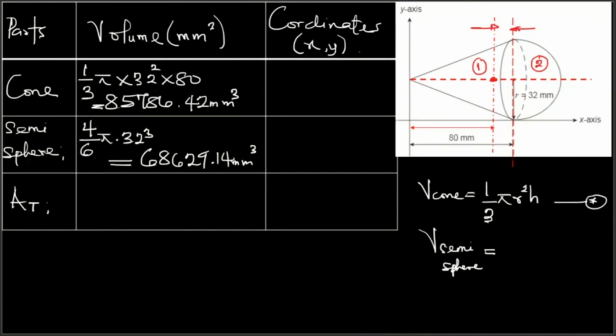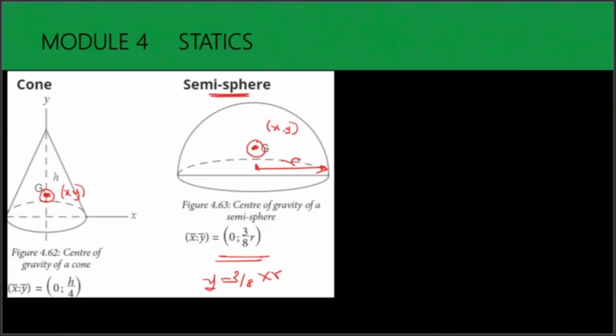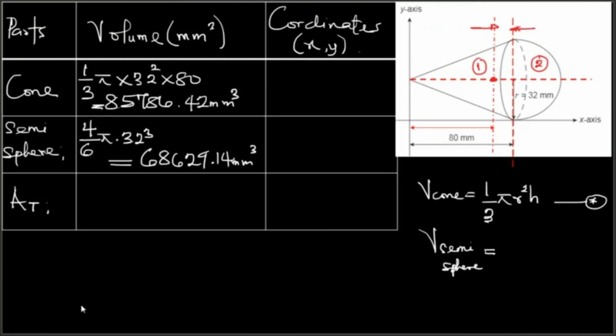let's check the formula for the cone. It's h over 4, isn't it? And you see that it's h over 4. So that distance there is going to be h over 4, where h is the height. It's going to give us what? 20. So that distance there is 20. This small distance here is 20.